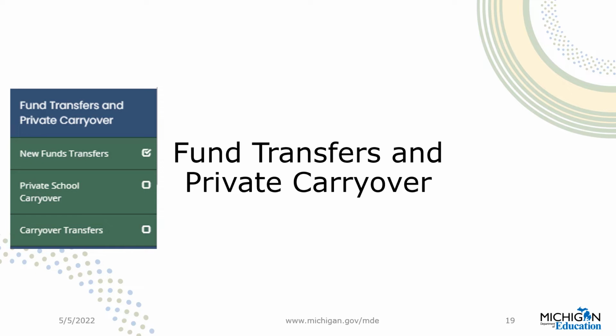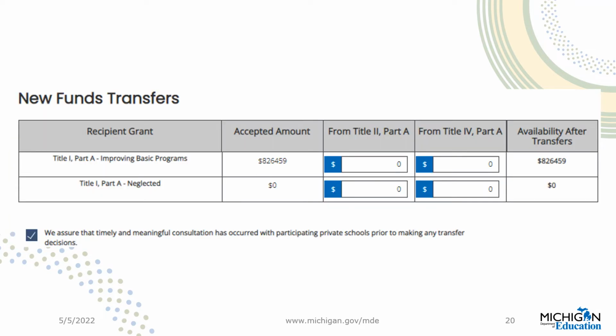The next section in the application will require districts to make decisions about transfers between funds. Since carryover from the amounts originally allocated to provide services to private schools is not eligible for transfer, this section will also gather information about any such carryover, if applicable.